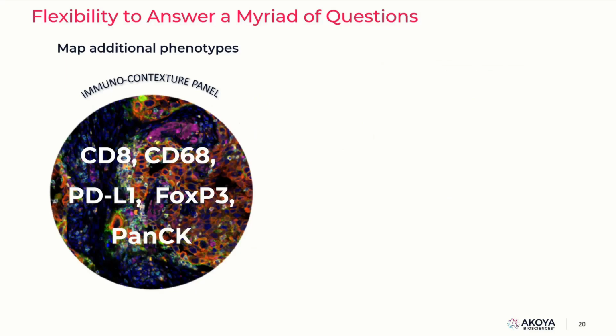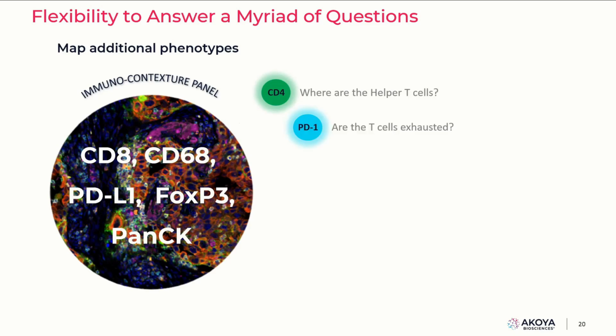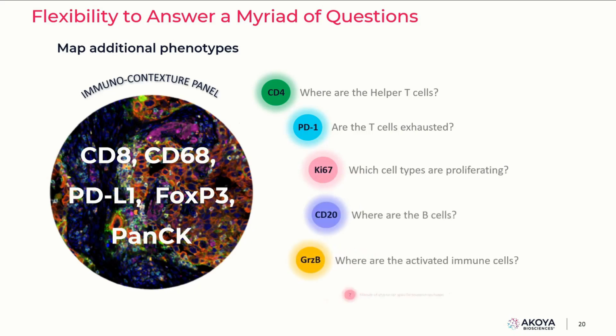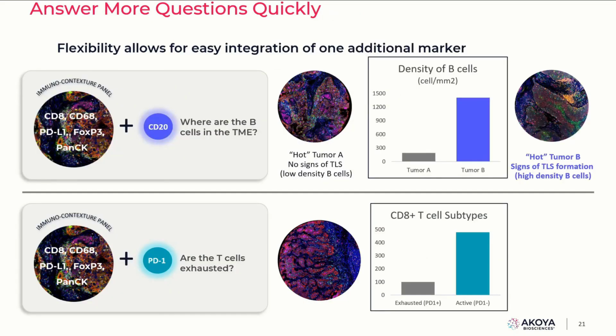For example, for the immunocontexture panel, where you can study if the tumor is hot or cold using a combination of markers, you could add on CD4 to ask for where the helper T cells are. With PD1 as a +1, you could ask if the T cells are exhausted, and markers to study which cell types are proliferating, where the B cells are, or any other marker of your choice. This way, the PhenoCode signature panel lets you map extra phenotypes by easily swapping out a single marker.